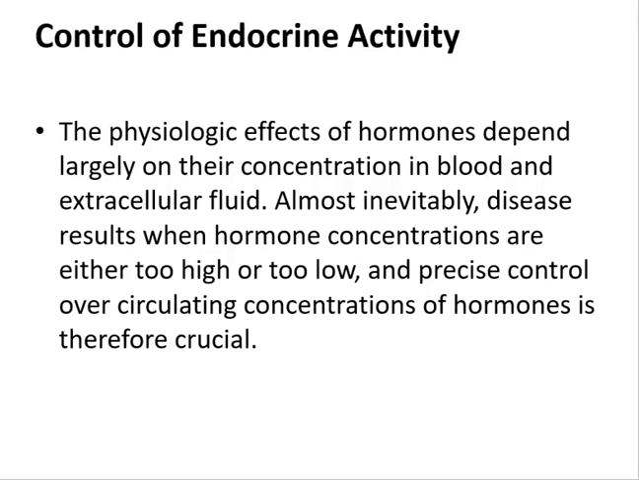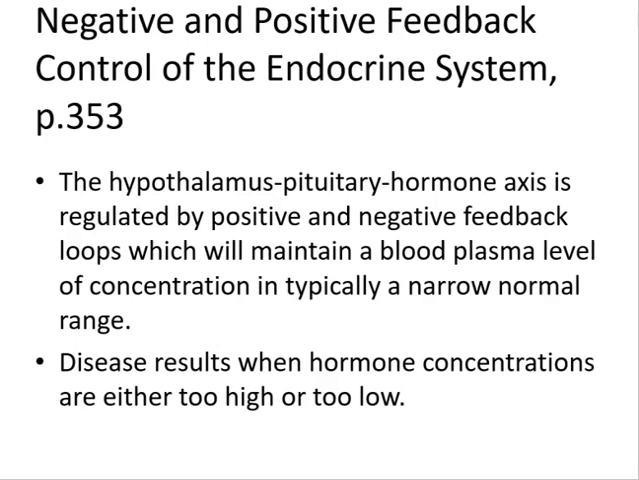So let's talk about the control of endocrine activity. The physiological effects of hormones depend largely on their concentration in the blood and extracellular fluid. Almost inevitably, disease results when hormone concentrations are either too high or too low. The precise control over circulating concentrations of hormones is therefore crucial. So a little bit too much or a little bit too little hormone can make a big difference in a person. Now we need to learn about the negative and positive feedback control of the endocrine system.